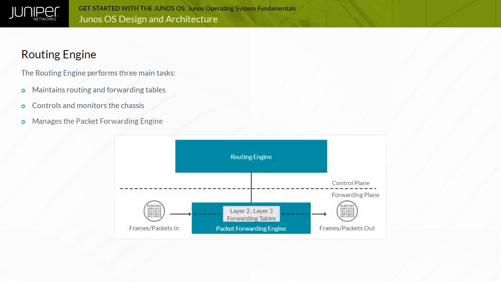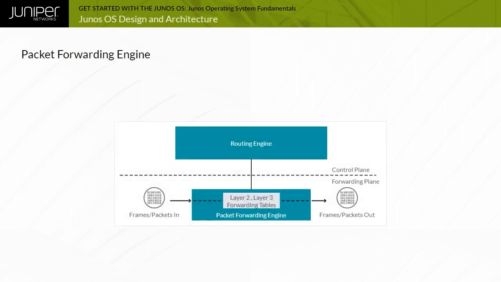The routing engine controls the PFE by providing accurate, up-to-date Layer 2 and Layer 3 forwarding tables, and by downloading microcode and managing software processes that reside in the PFE's microcode. The routing engine receives hardware and environmental status messages from the PFE and acts upon them as appropriate.